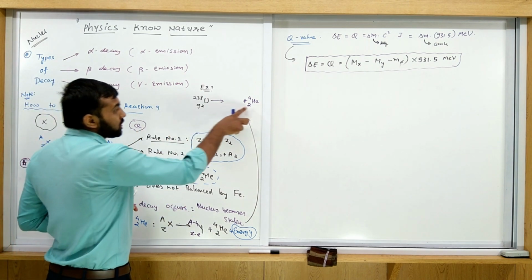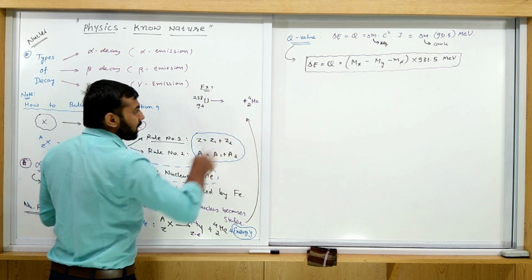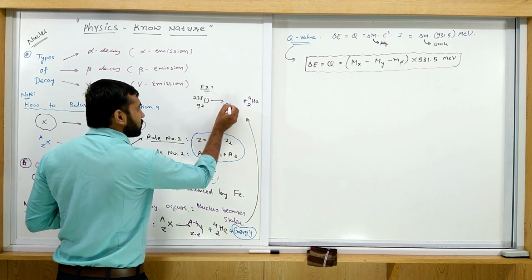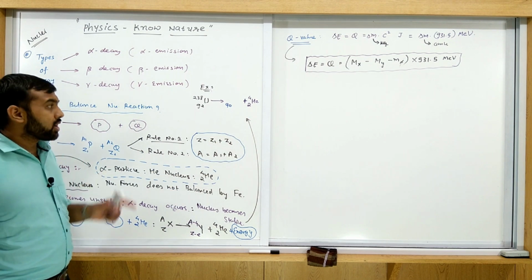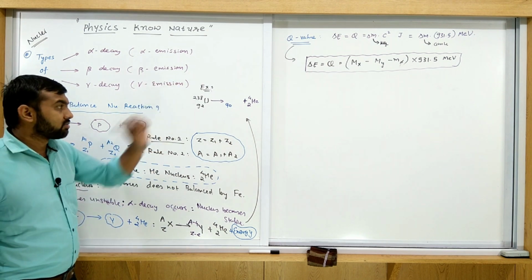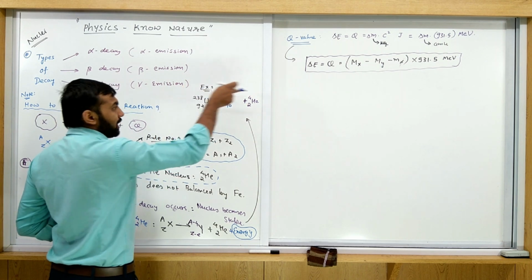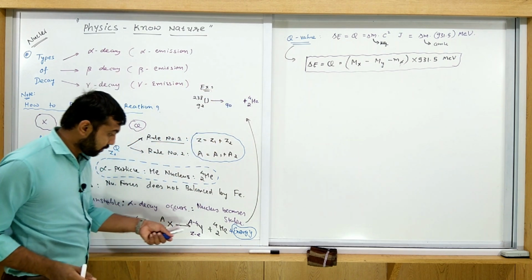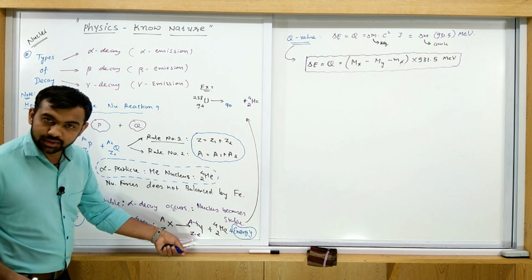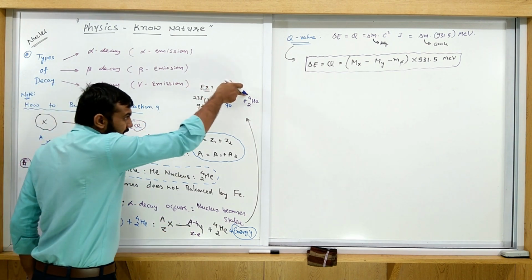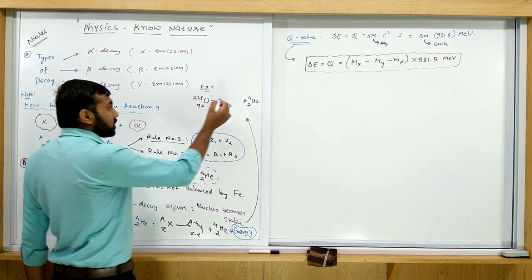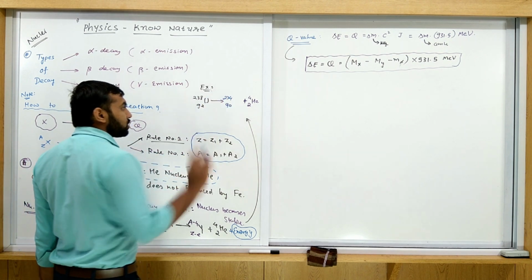So here 92, here 2. What is the remaining? 92 minus 2, remaining is 90. So the atomic number of the new nucleus is 90. And here 238, here 4. So 238 minus 4, how much is it total? A minus 4, Z minus 2. So 238 minus 4, total is 234. So its atomic mass is 234.